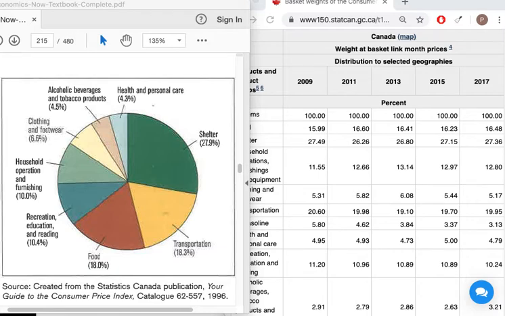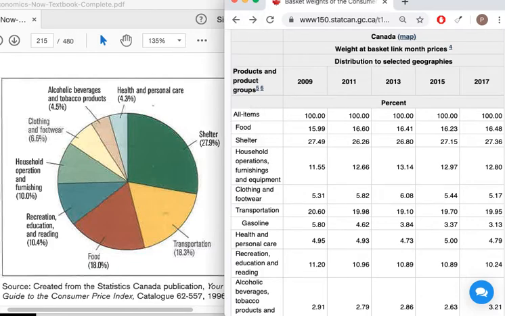And so that is 1996. If you take a look at the chart or table on the right, you'll notice that I have the CPI for 2009, 11, 13, 15, and 17, and this is from the StatsCan website, as you can see. If you take a look at shelter, in the 1996 pie graph it showed 27.9%, and now it's 27.36% in 2017. And so that hasn't changed very much. If you go down to transportation, it was 18.3%, now it's close to 20%.